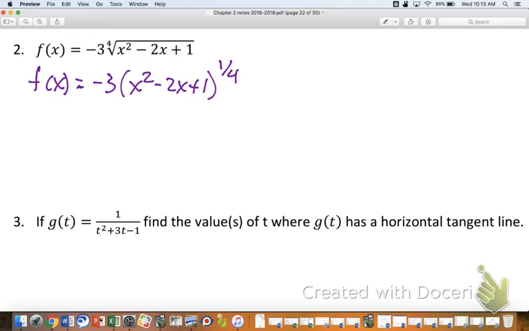Well, the f of x, the g of x, the h of x, whatever it is, that's just the name of a function. If a function is composite, it doesn't have to be named f of g of x.